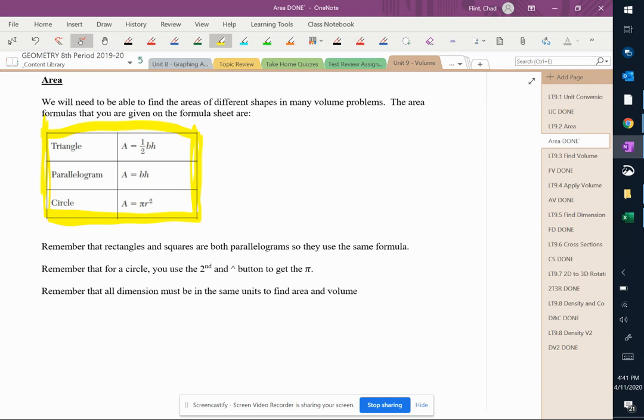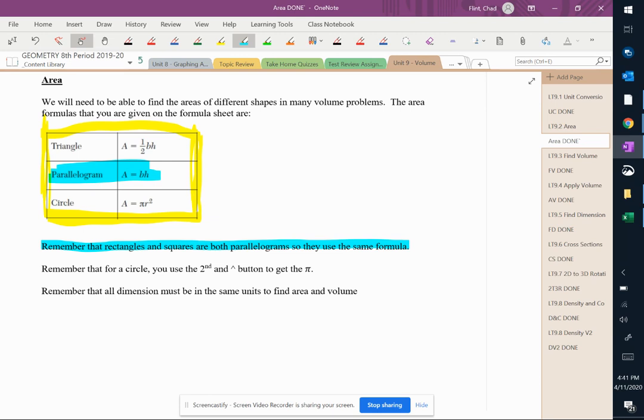So you're going to get those formulas. One of the big things to remember is we're really never going to be finding the area of a parallelogram. I've never seen one asked on a test or anything, but rectangles and squares are both parallelograms, so they use that formula. So if you're finding the area of a rectangle, it's base times height. Or if you're finding the area of a square, it's base times height.